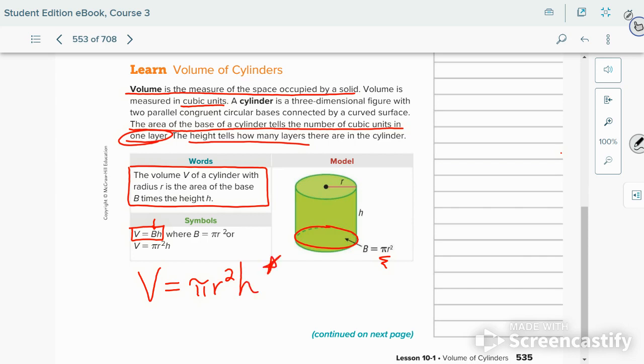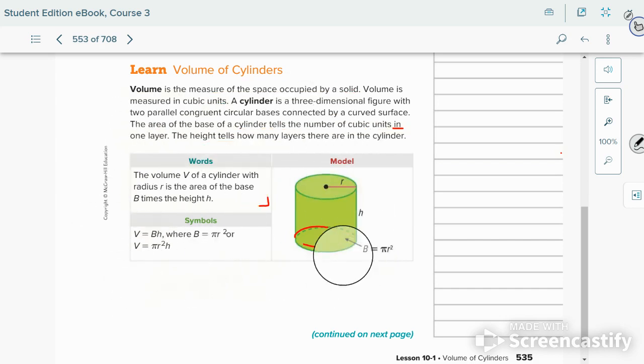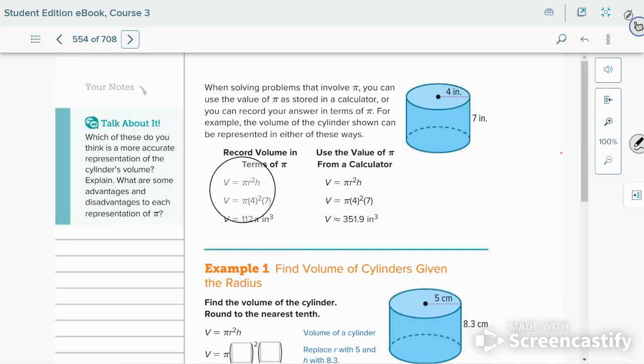Notice that the radius is from the center of the circle to the edge, and the height connects the two circles. All right. So let's get some practice in. Let's do some examples. Okay. Check it out.